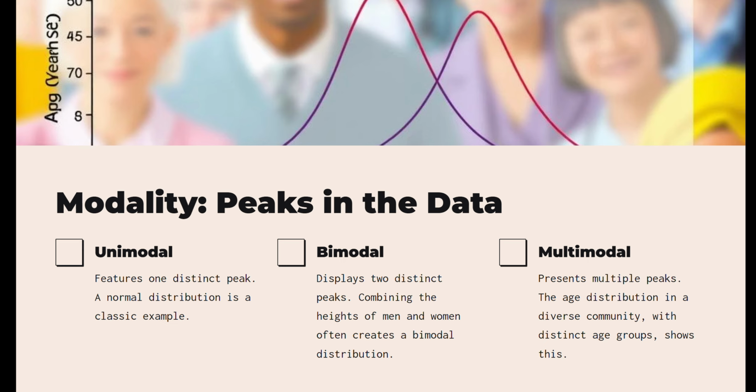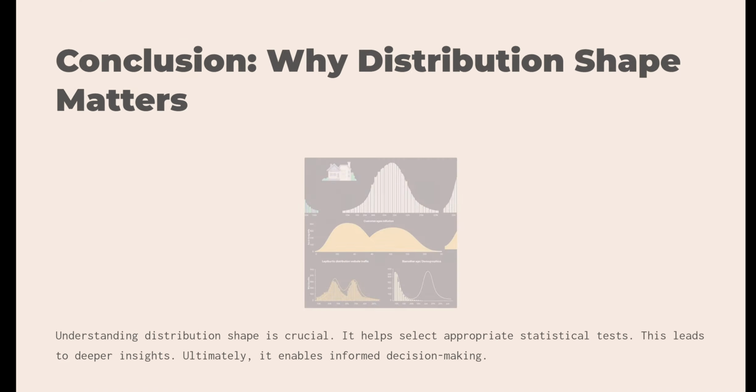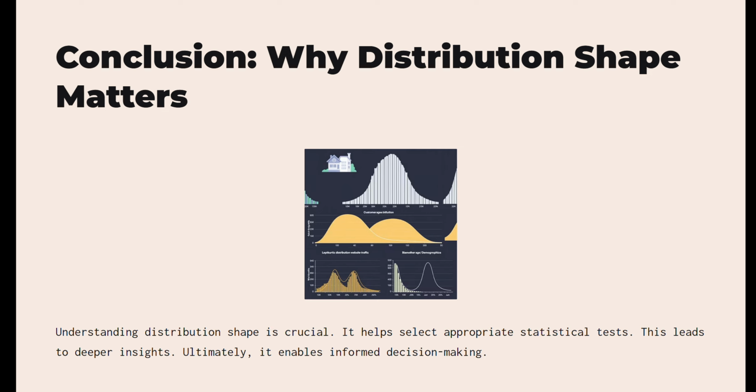Multimodal presents multiple peaks in the same graph. The age distribution in a diverse community with distant age groups shows this. Conclusion. Why distribution shape matters. Understanding distribution shape is crucial because it helps us choose appropriate statistical tests. This leads to deeper insights and ultimately informed decision making.